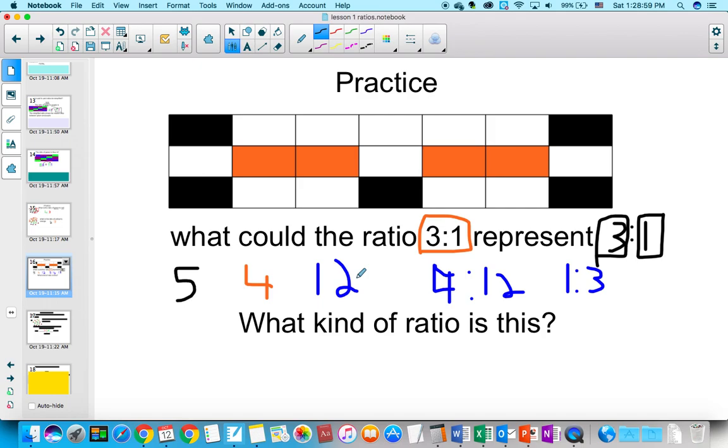So what kind of ratio is this? Is this a part to whole ratio or a part to part ratio? Well, because we're comparing white to orange, sorry, not orange to white. Because we're doing that comparison of two different parts and not the total, then we have a ratio that is a part to part ratio, right? It's a part to part ratio.